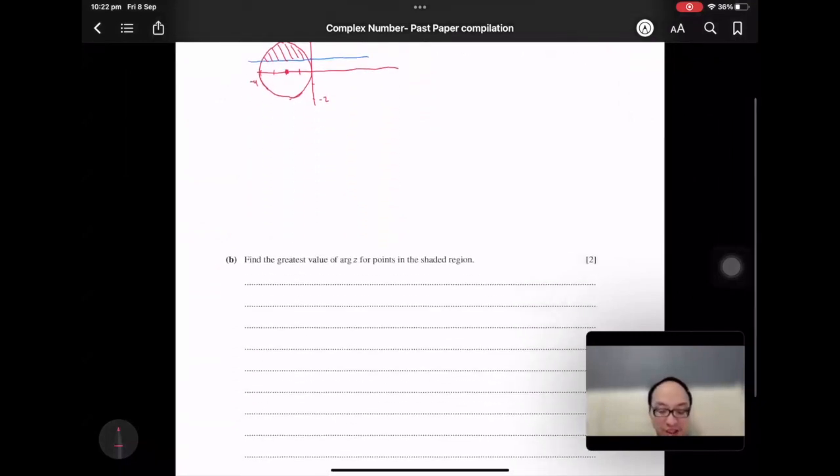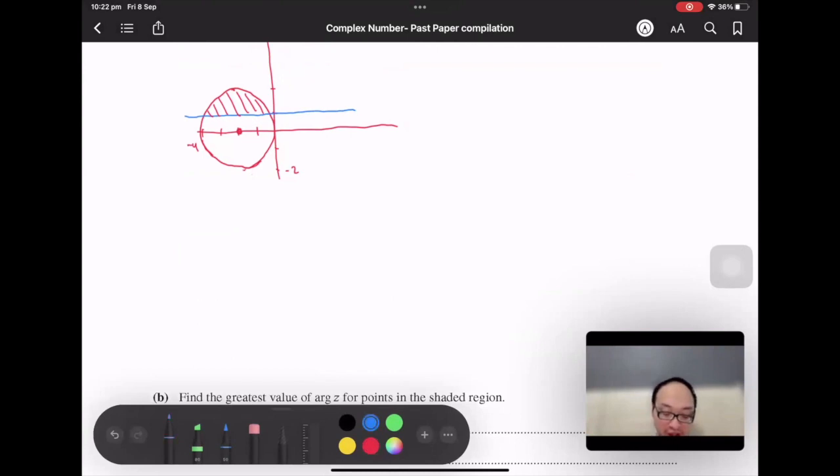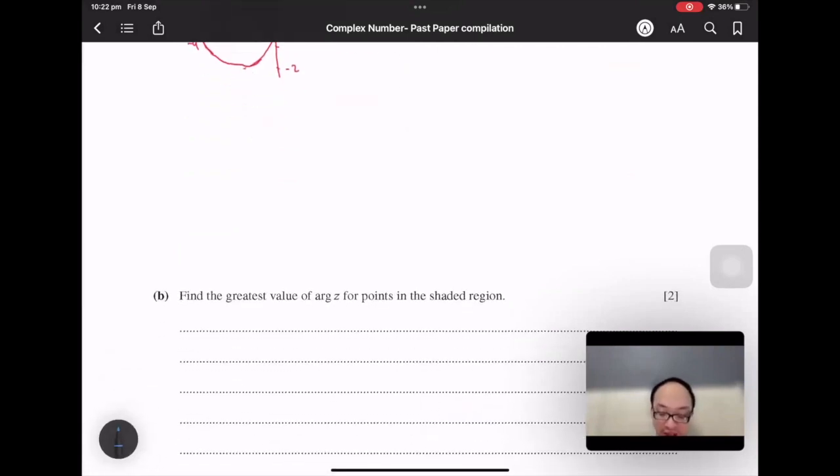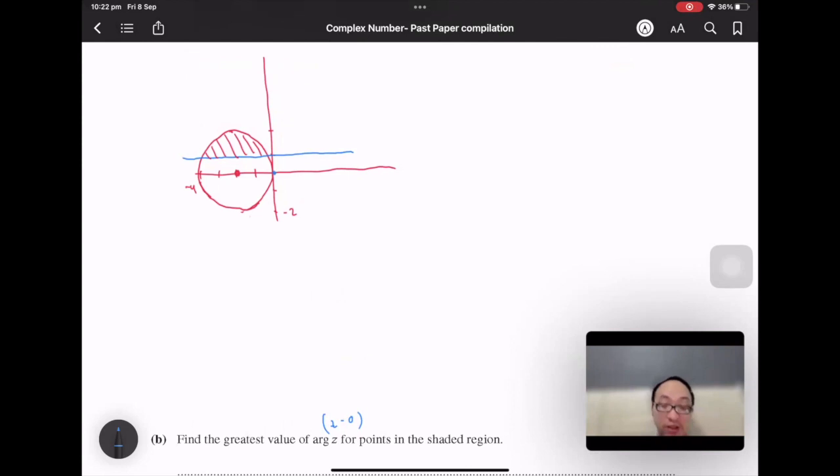Find the greatest value of argument z for points in the shaded region. So in here, if you want to find the argument z, that means z minus 0. So it starts from 0, 0, and then find the argument z, the maximum. And the maximum in here will be at this point. I can draw the line, this, and this will be the argument z.